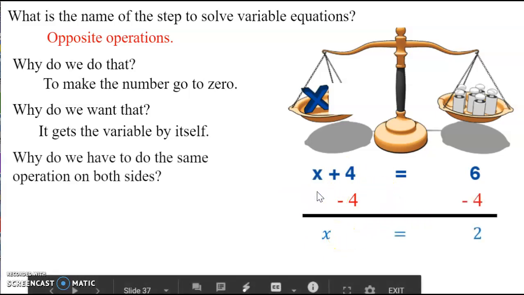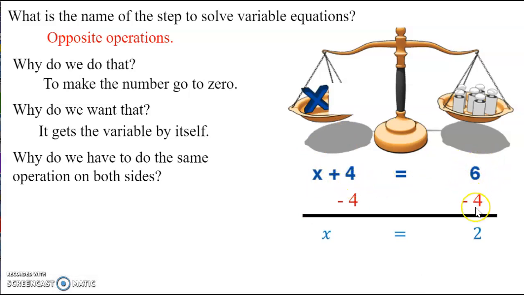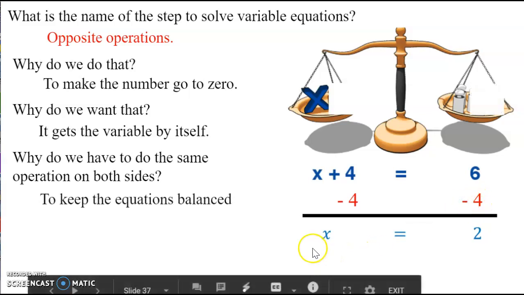Now, why do we have to do the same operation to both sides? Remember, whatever we do to one side of the equal sign, we need to do the same to the other side of the equal sign. So if we got rid of this 4, which used to be here, now suddenly the balance is not stable anymore. It's not balanced anymore. So we need to do exactly the same. On the other side, we need to take away 4 from the other side as well. And now we can say that the scale is balanced again and x is 2.